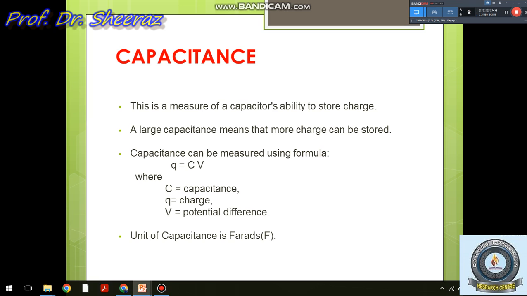Now, there is a formula to calculate the capacitance of any capacitor, and that is represented by Q is equal to CV, where C stands for the capacitance, Q stands for the charge, and V is known as the potential difference or voltage. As charge has a unit of coulomb, potential difference has a unit of volt. Similarly, the unit of capacitance is farads, represented by capital F.